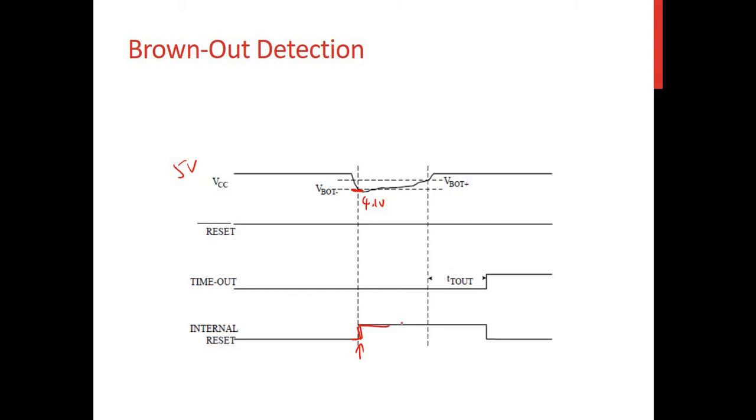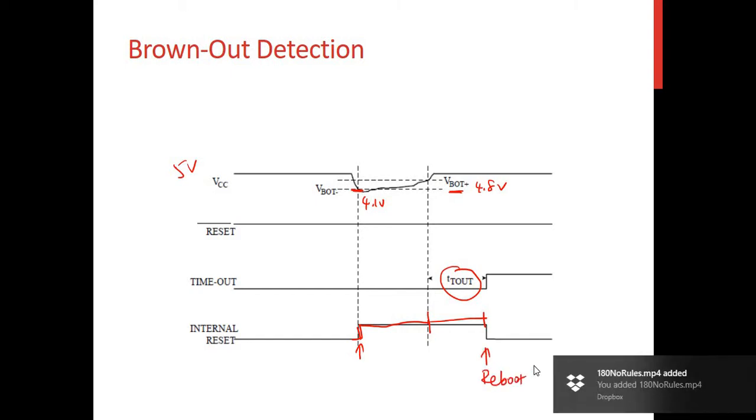I hold the reset line until the voltage climbs up again above V baud plus. Okay, so maybe this is 4.8, 4.9, something like that. Once it goes above V baud plus, that means I am back to a safe level. Then I keep holding the reset line for the duration of T out, and then I release the reset line. Then the reboot process starts.